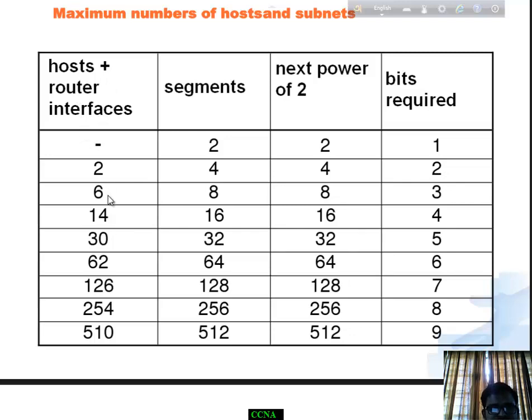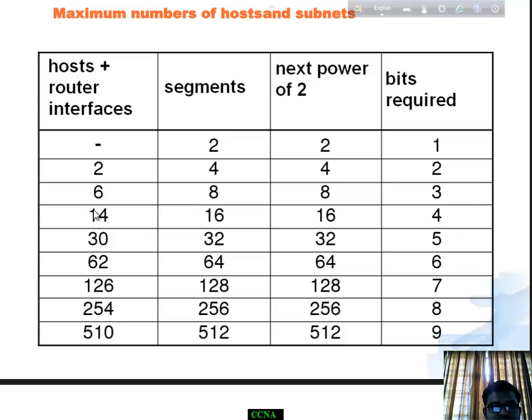Host plus router interface 6. Hosts where we connect or provide IP, 6 hosts overall, router or host, actually 4. Then we need segment 8 and next power 8, required bits 3. So 2 to the power 3 means 8. Of the bits, 1 bit is used for broadcast and another bit is for network. So this is the way.